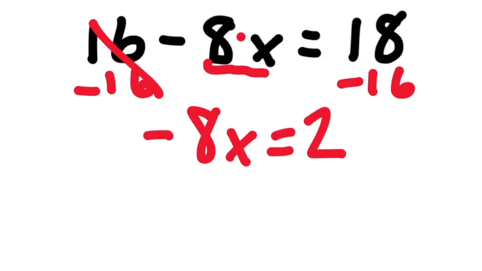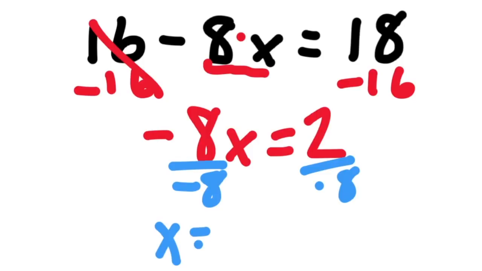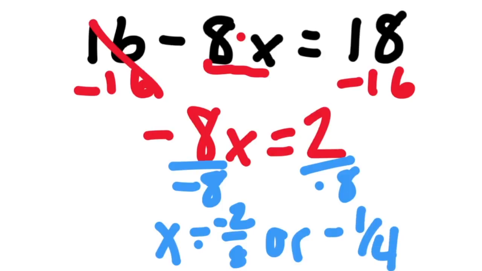Now we have negative 8 times x. The opposite of that is to divide both sides by negative 8, so the x is by itself. Negative 8 divided by negative 8 is going to leave 1x equals 2 over negative 8. 2 divided by negative 8 is the same as negative 2 over 8, and we can simplify that to negative a quarter. Check your work by substituting. Negative a quarter times negative 8 is positive 2, plus the 16 does make 18.